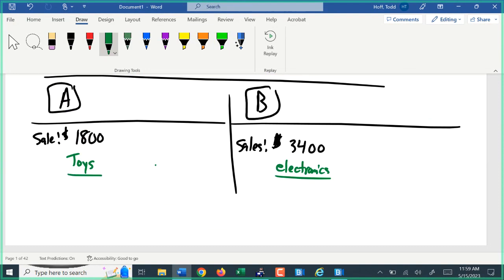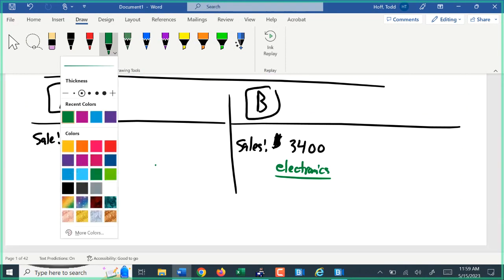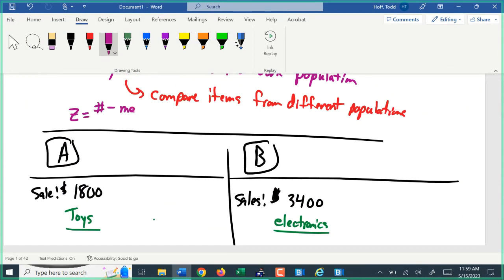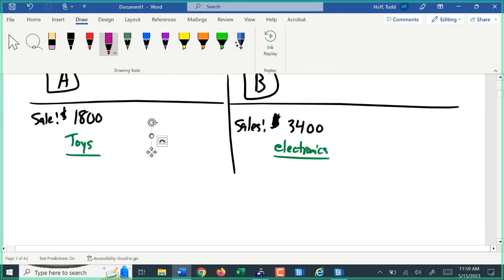The demand for electronics is pretty even year-round. Toys spike around Christmas and then drops off quite a bit the rest of the year. And also, electronics tend to be more expensive than toys. So to make this a fair comparison, we compare each of them back to their population using a z-score. And a z-score for a number is just the number minus the mean for that population and then divided by the standard deviation for that population.